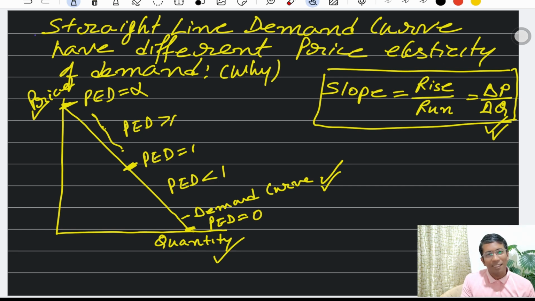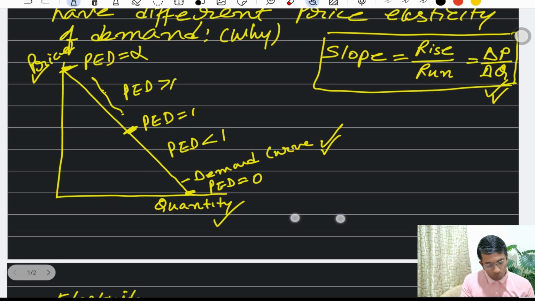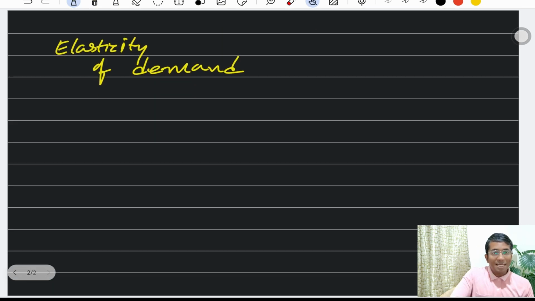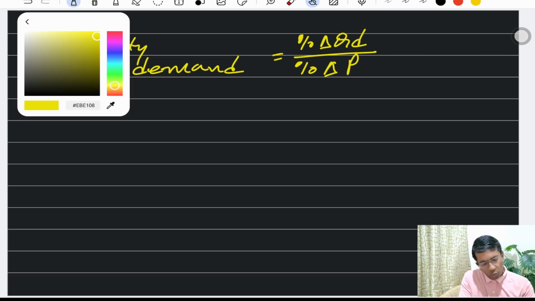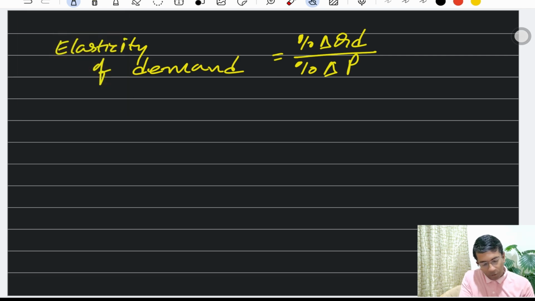Maybe it's going to be very straightforward for you. When you look at the elasticity of demand, we define it as the percentage change in quantity demanded over the percentage change in price. This is what the elasticity of demand formula is. If you convert it this way, it's going to be delta Q over delta P times P over Q.